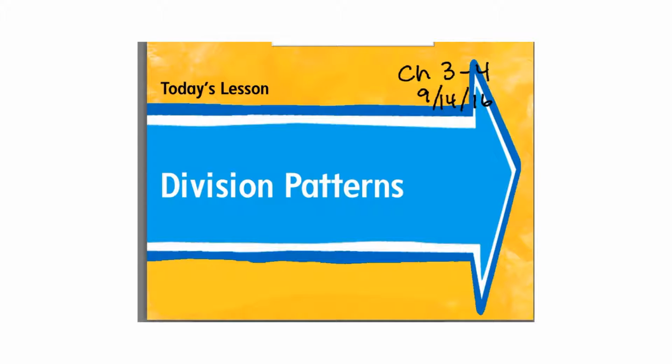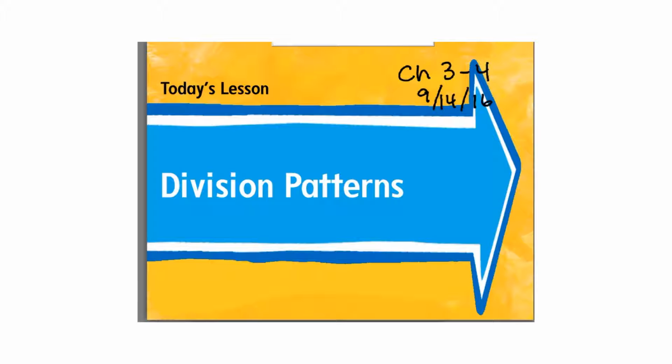And we're talking about division patterns. So just like when you multiply, and there are patterns when you multiply, there's also patterns when you're dividing. So we talked about the fact families at the beginning of this chapter, and how fact families help you to see the pattern, because if you find those three numbers, you know it's going to be those three numbers that are going to work together, and those are going to be all the pieces of the puzzle, all the pieces of the problem.